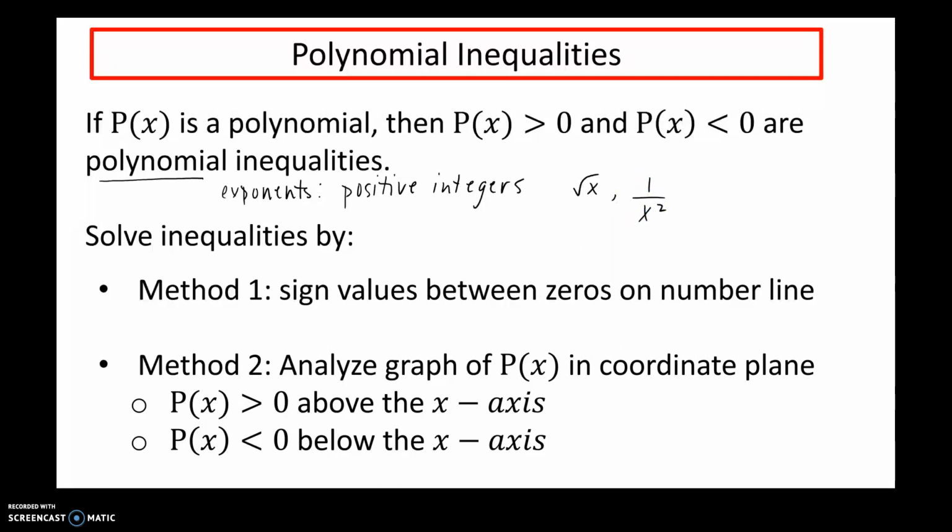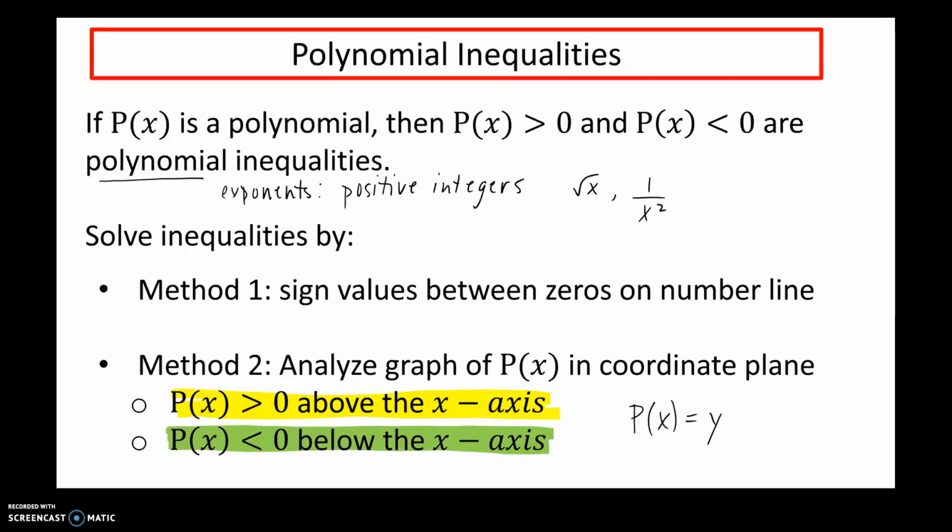Okay, two methods to solve polynomial inequalities. First, sign values between zeros on a number line, or we could graph the polynomial using all the information we know about the characteristics of a graph. P of x is greater than 0. That's where the graph of the function is above the x-axis. Or p of x is less than 0 would represent all the parts on the graph where the function is below the x-axis. So let me just remind you that p of x is y. Okay, that's our function notation.